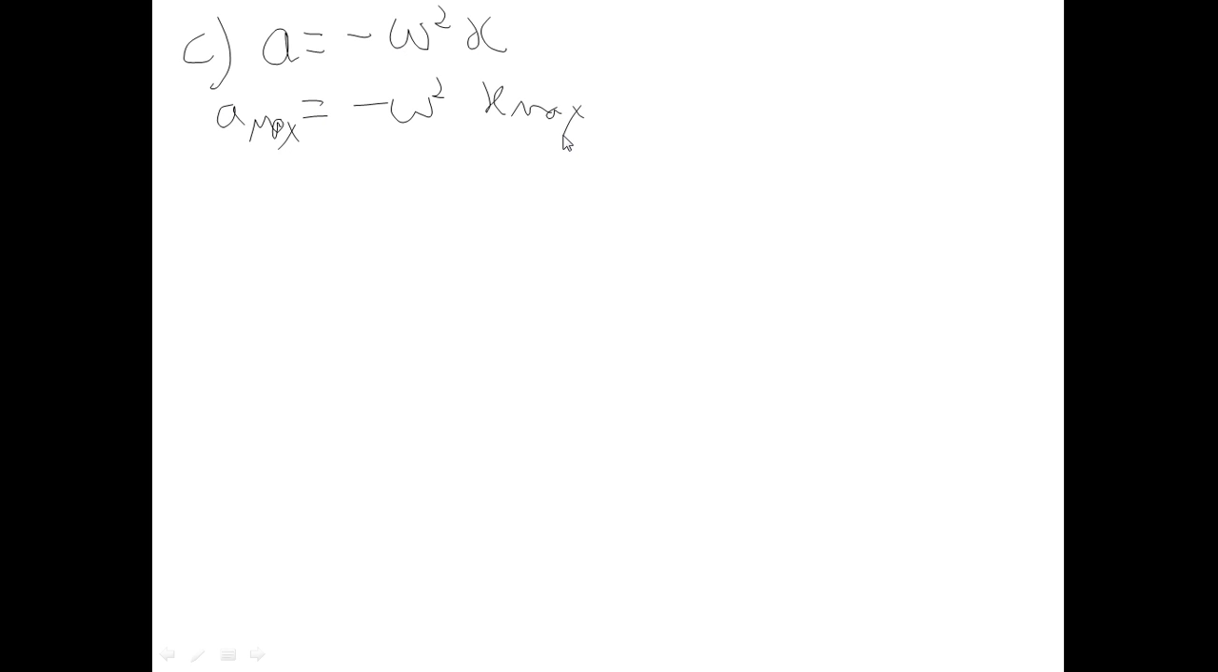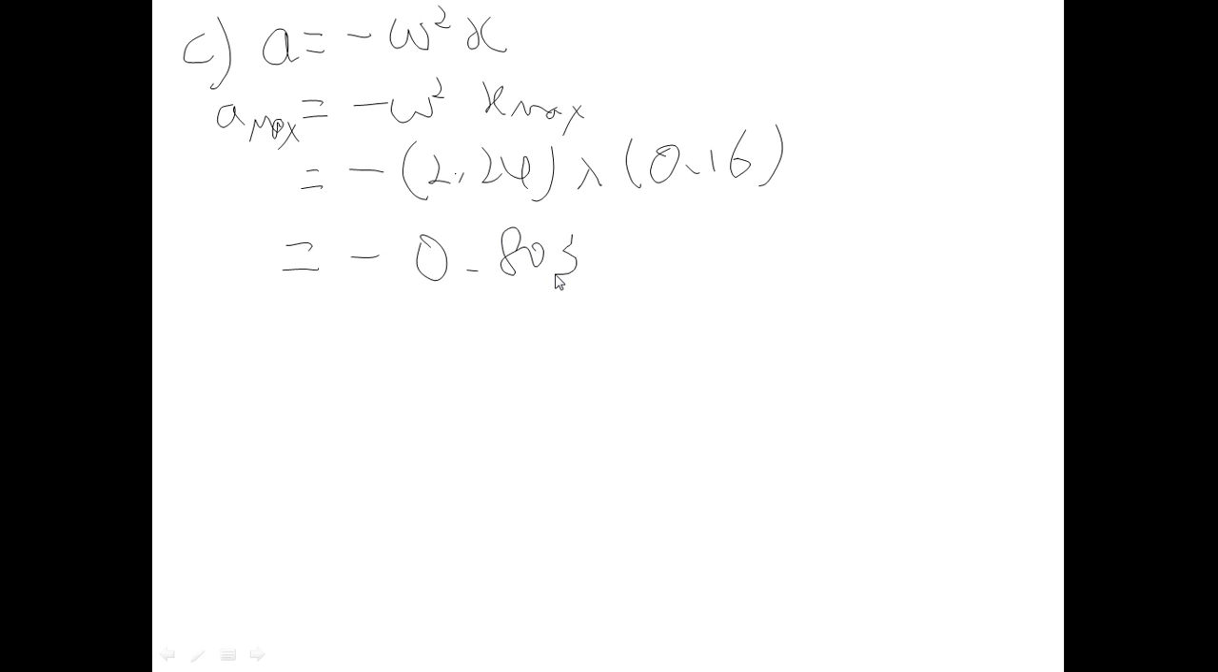So my displacement must be the maximum displacement. So negative omega squared, where omega will be the same all the time, which we just calculated in part B. And now your x max is actually your amplitude, which we calculated is 16 cm, so now I have to convert it back into meters. So I am supposed to get negative 0.803 meters per second squared.